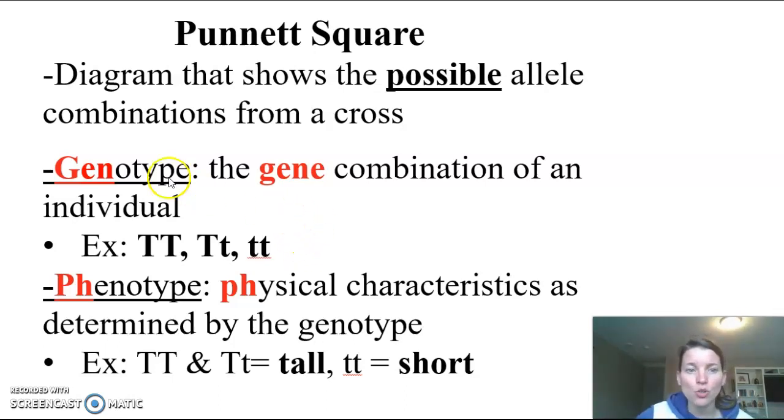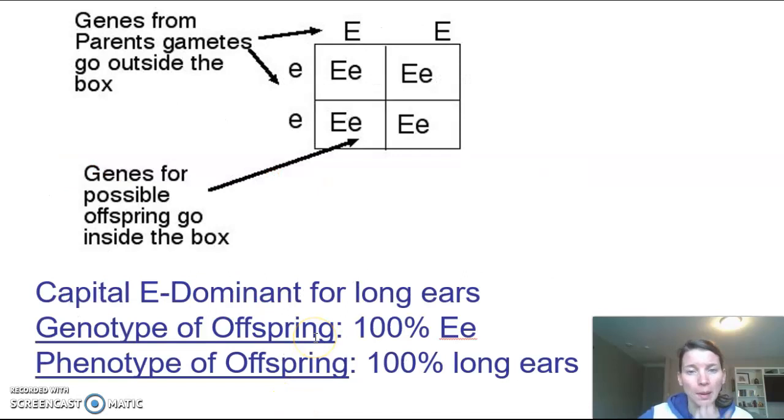We look at those traits in two ways. Genotype is literally just the letter combination, the possible letter combinations you get in your offspring. The phenotype is the physical trait that those letters represent. So genotype is letter combinations, and phenotype is the physical trait that is being represented. Let's look at an example.